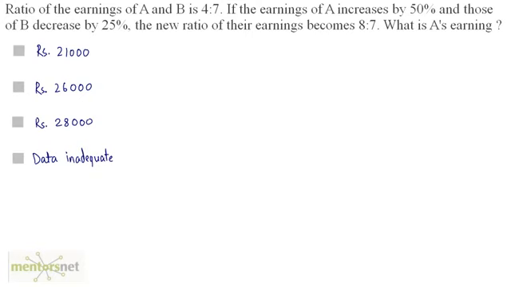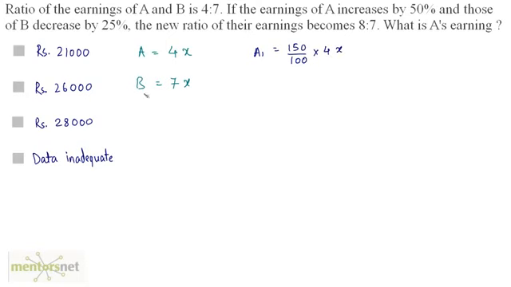Now, if we consider A and B as their earnings, it is given that the ratio of those is 4:7. So I can say that A is 4x and B is 7x, and x is a common factor of A and B, right? Now, A's salary increases by 50%. So the new salary of A1 is equal to an increase by 50% of 4x. So 150% of 4x. So 150 by 100 times 4x.